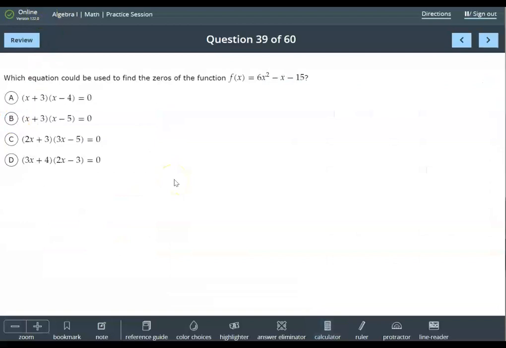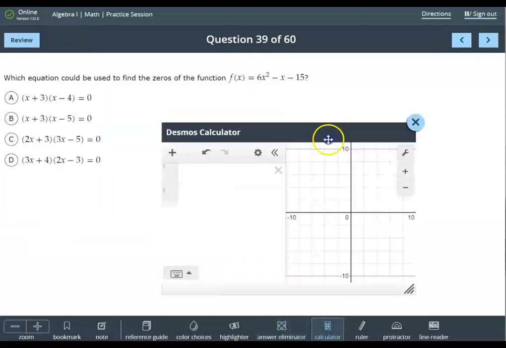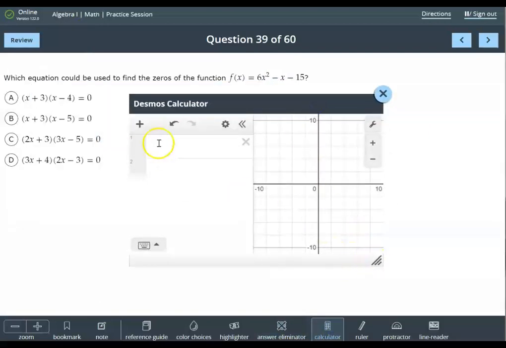The next question is 39. This one is a quadratic function, and we're looking for the zeros of the function using an equation. So the first thing, again, is to open the Desmos calculator and type in the function f of x.